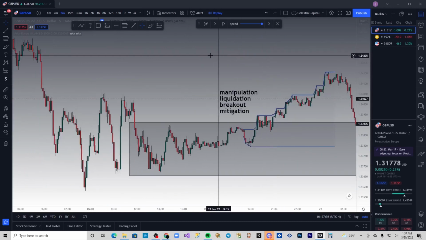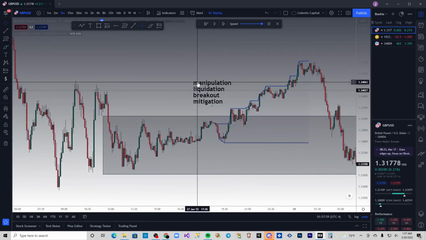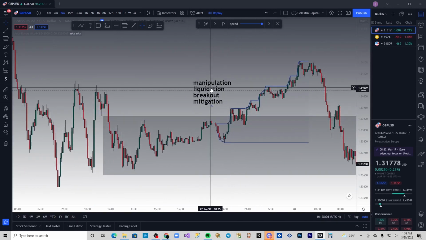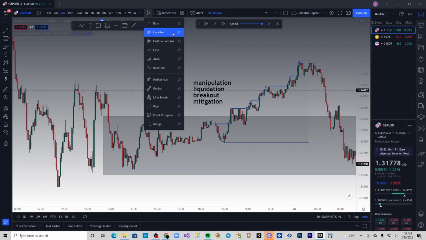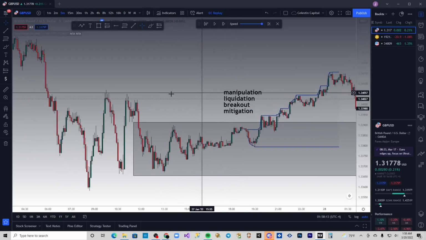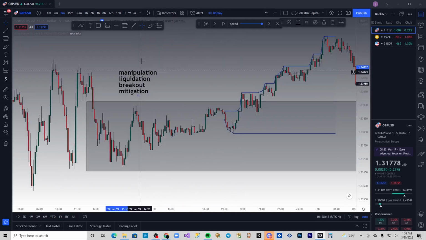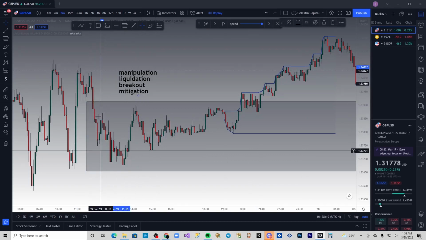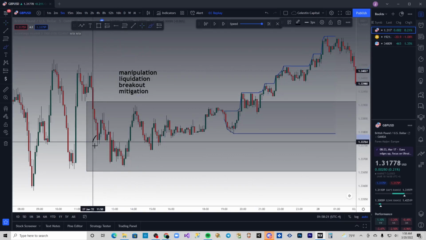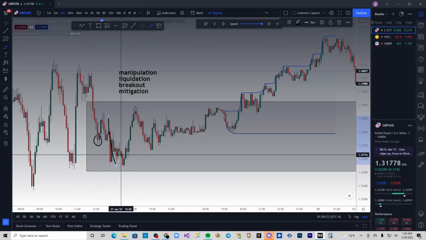We just simply see, and to make it a lot easier for you guys, I'll show you a way you can make it even easier by changing the chart from candles to, I think it was line. So I'll show you guys that later. But manipulation, we see manipulation happening. We see liquidations happening, right? Because buyers over here got liquidated. Buyers over here got liquidated once more.